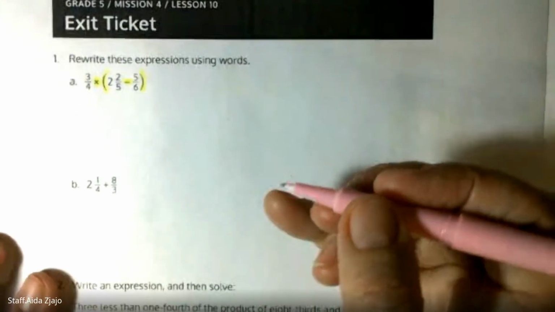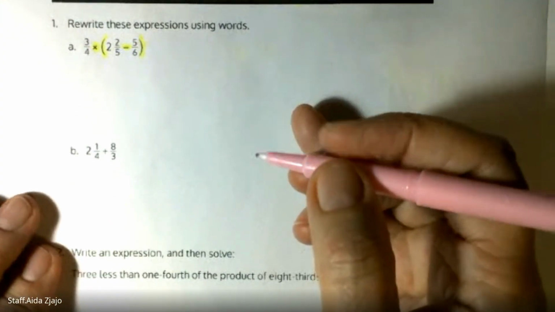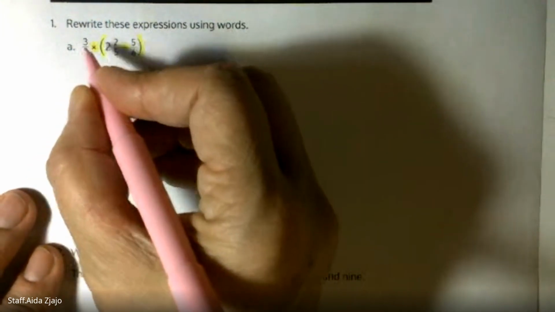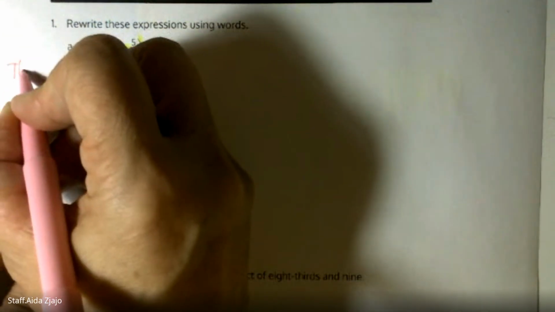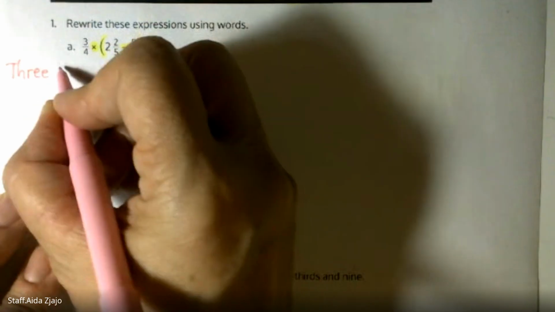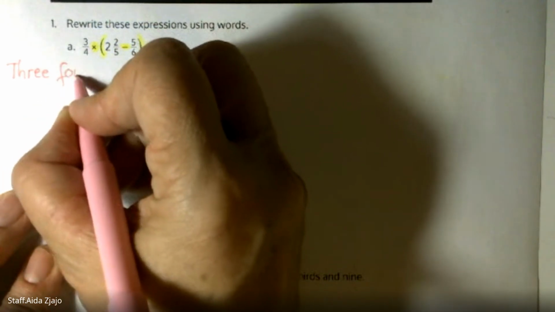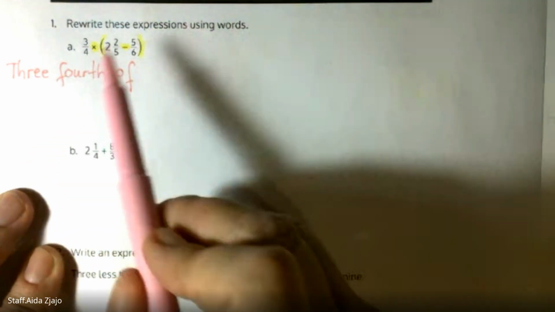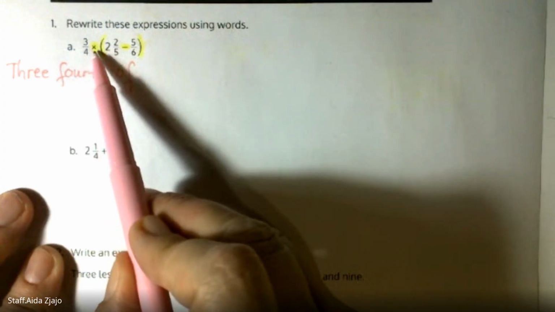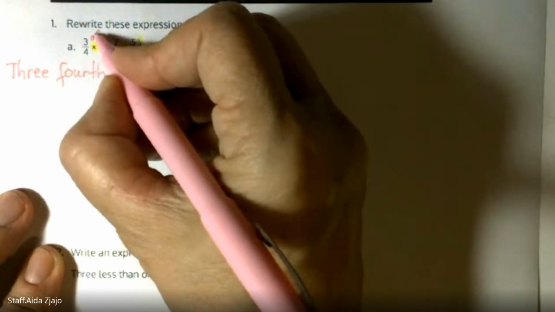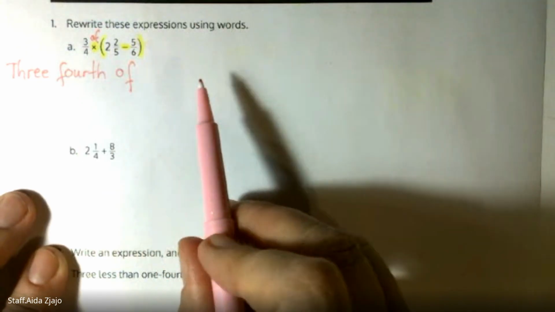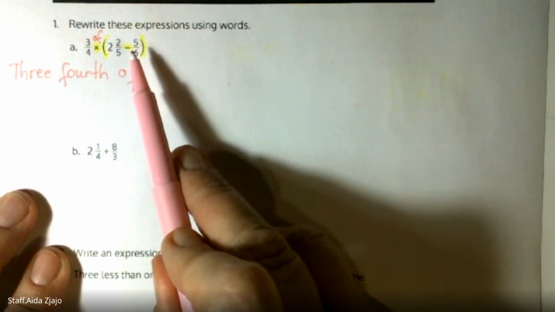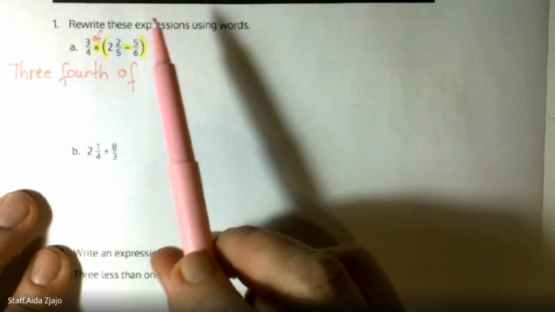So how can we see that? We're going to start with the 3/4 of. So now we just did this, 3/4 of. And now we need to see how we're going to say what is in parentheses. We can say it in different ways.